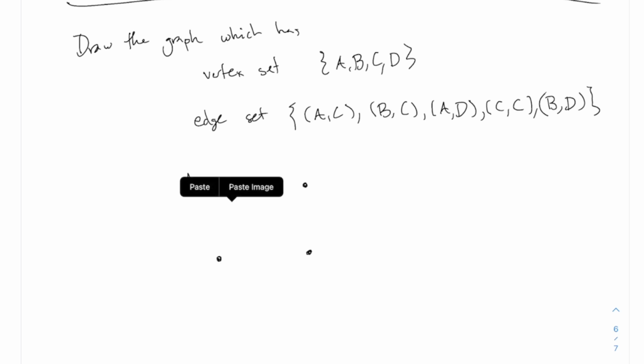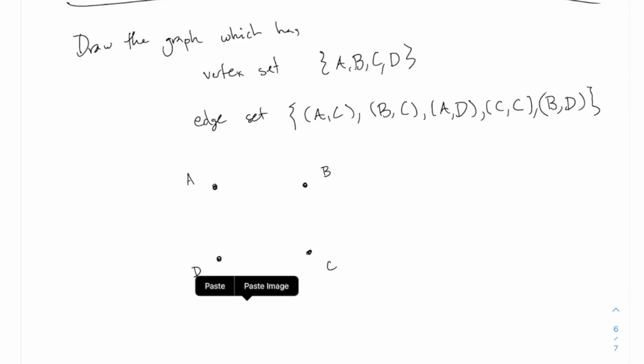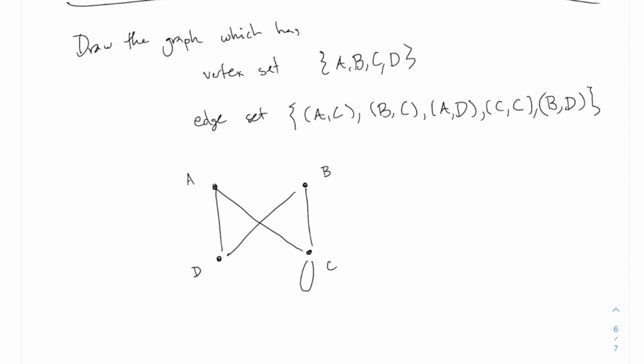I'll do it slowly. Anybody get anything here? Here's how I'm going to do it. I would start by just drawing the vertices wherever you like. I put A, B, C, D kind of going clockwise around, although it doesn't matter how you arrange them. And then I'm going to connect up the edges. So there's an edge from A to C, so that's a line like that. There's an edge from B to C, that's like that. There's an edge from A to D, which is like that. There's an edge from C to C, which is a looping edge like that. And there's an edge from B to D, which is like that. This is the graph.